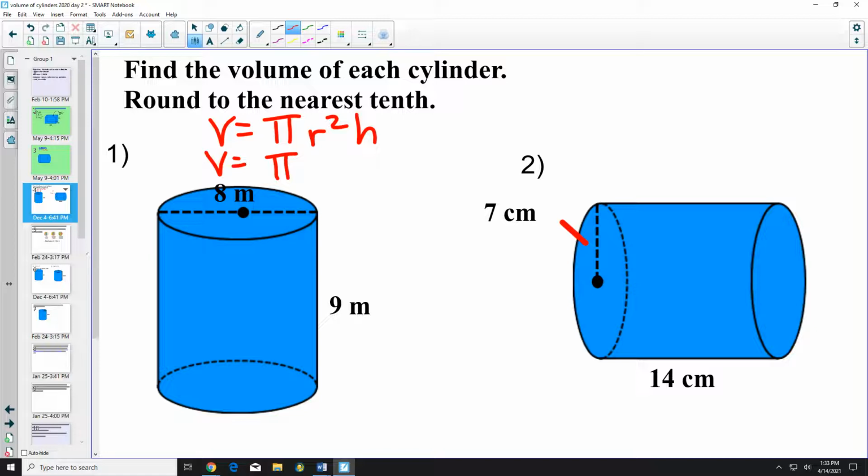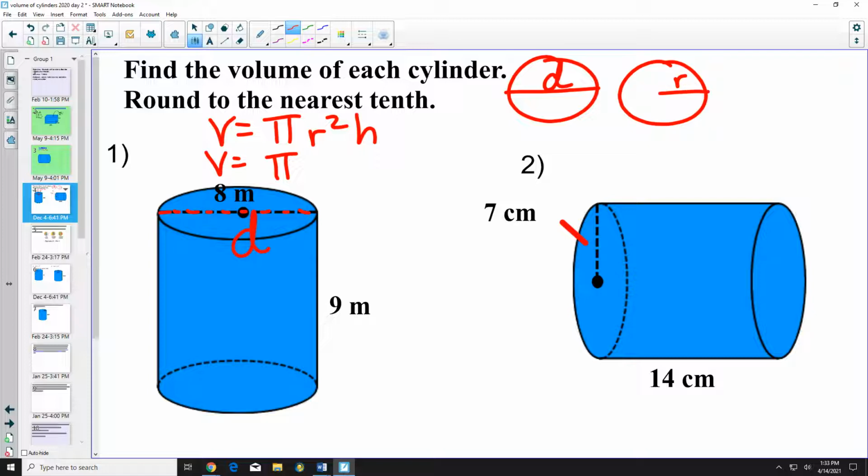R is the radius. Do you think 8 meters is the radius here? No, 8 meters is the diameter. Remember, when you have a circle, the distance all the way across is the diameter. The distance halfway across is your radius. So we have to find the radius. If the diameter is 8, the radius would be half of 8, which is 4. So I've got to do 4 to the second because I'm squaring the radius. Then I'm going to multiply by the height. How tall is this cylinder? 9.